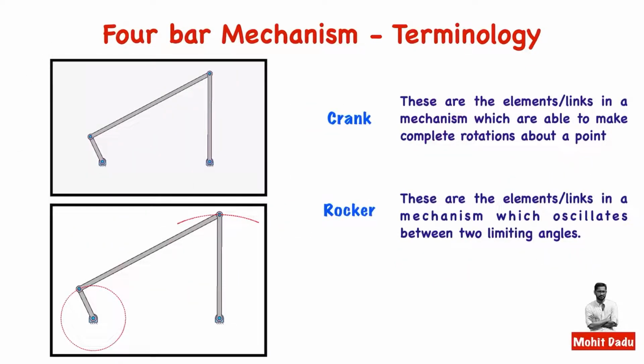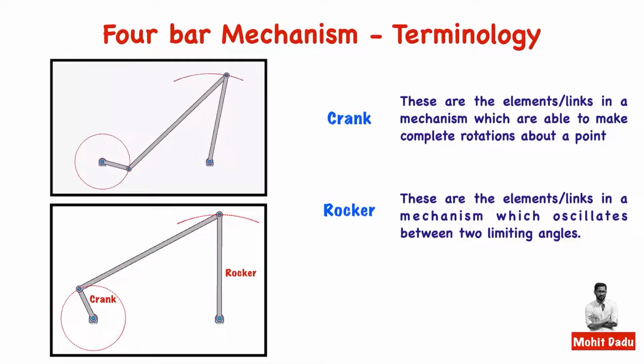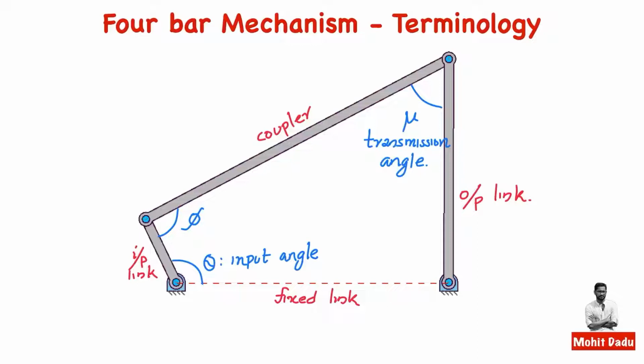Here there are other terminologies, known as crank and rocker. In a mechanism there are defined movements, and any link which undergoes a complete rotation is known as a crank, and the other one, which rotates within a limited angle, is known as a rocker. Here you can see this link is rotating through a complete rotation, which is known as the crank, and the output link is rotating within a certain angle, which is known as the rocker.